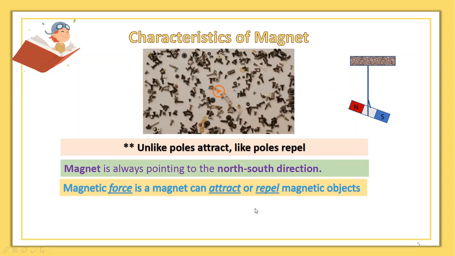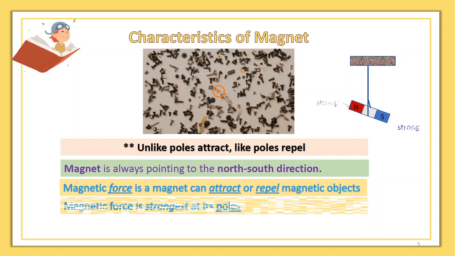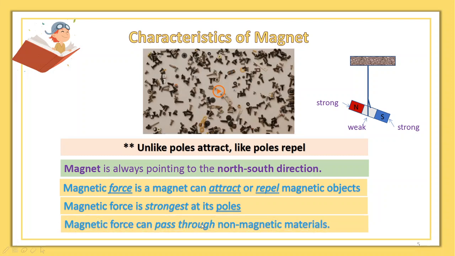Remember, magnetic force is always strongest at its poles. At the center between the north pole and south pole are weakest. Another point is magnetic force can pass through non-magnetic materials, for example, glass, papers, etc.